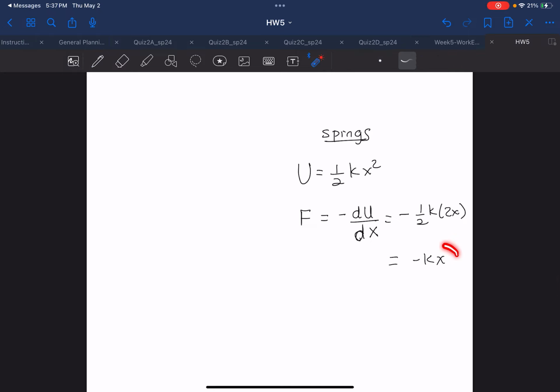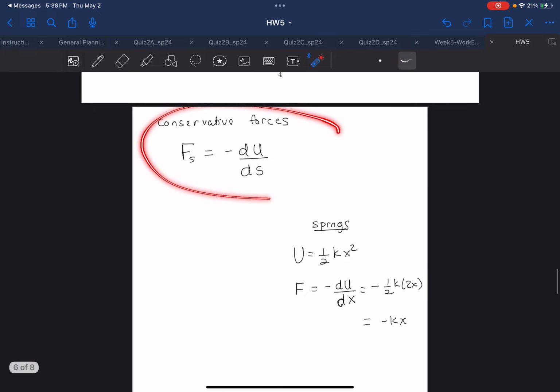Well, this is essentially Hooke's law. The spring force is negative kx for any spring. That works out really nicely and basically demonstrates this idea for springs.